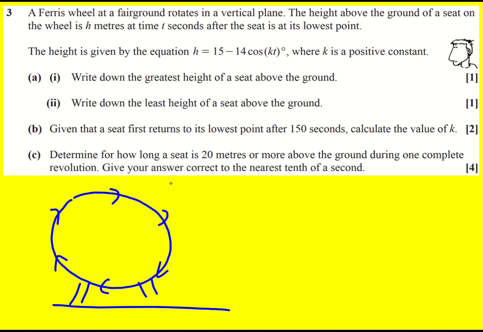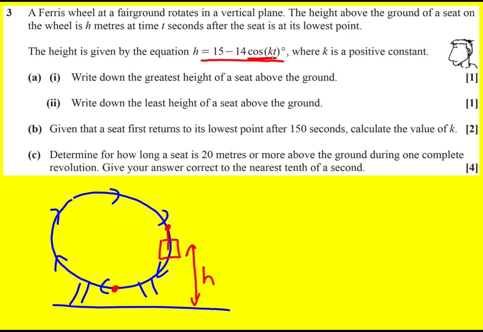Then the height above the ground of a seat on the wheel is h meters at time t, after the seat is at its lowest point. The height is given by this equation, where k is a positive constant. Write down the greatest height of a seat above the ground.